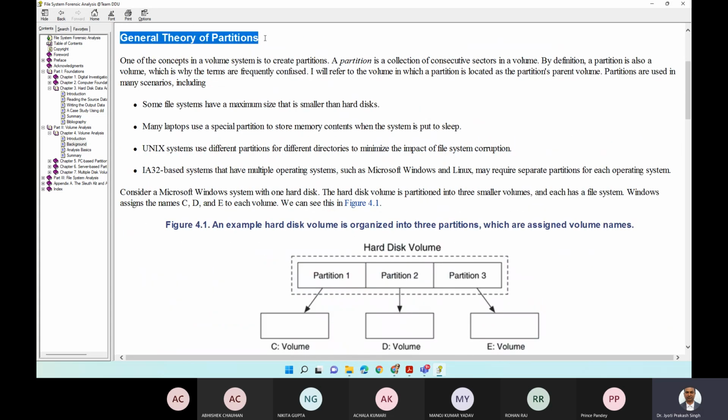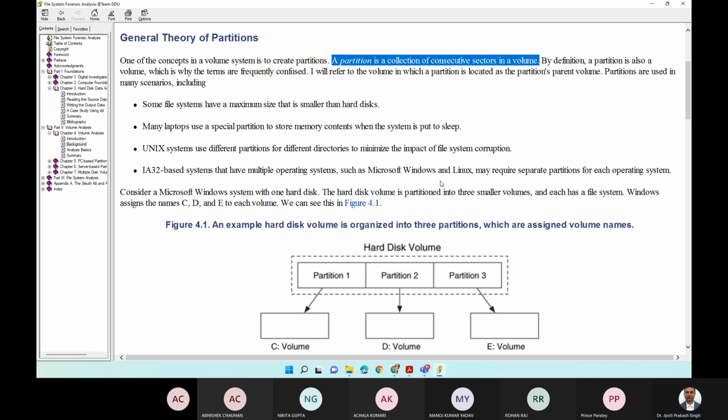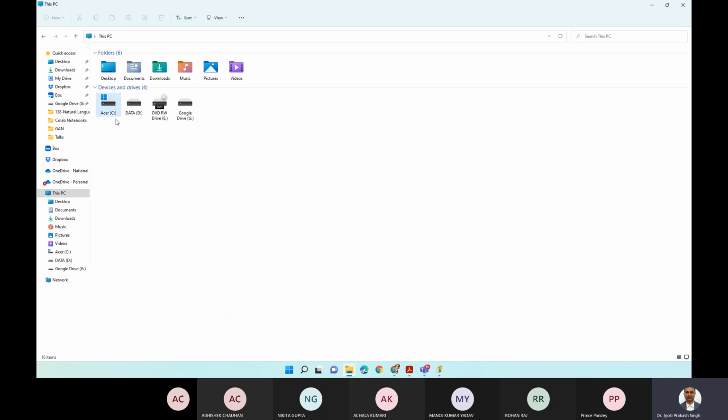So, general theory of partitions. A partition is a collection of consecutive sectors in a volume. Now, you can see here, as I told in my system, there is no partition in my hard disk as such. This is one hard disk, this is another hard disk, this is another device. If some CD is inserted, there will be another drive, and this is logical.